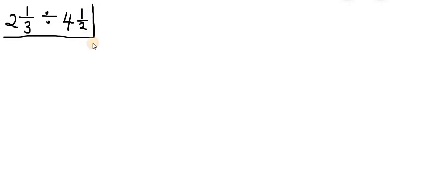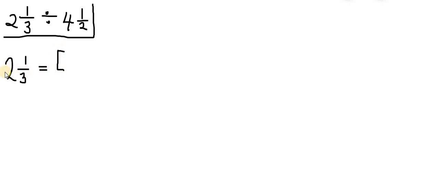So, 2 1 over 3 divided by 4 1 over 2. Okay? Once again, you never solve fractions as mixed. You convert them to improper fractions first. So, 2 1 over 3 as an improper fraction, our process starts.